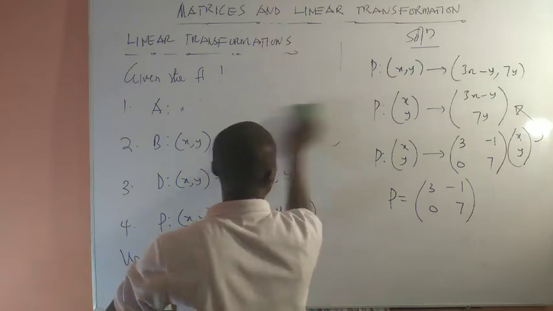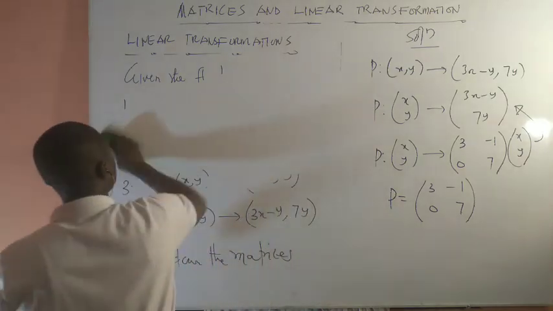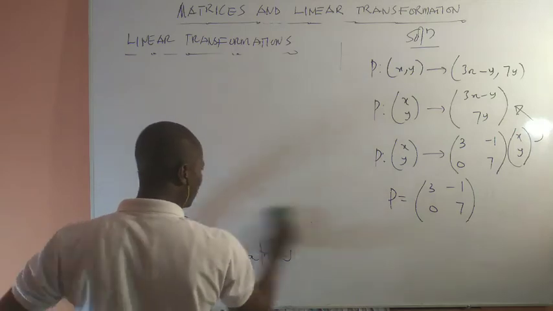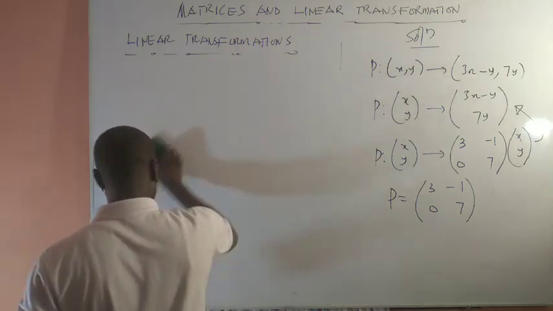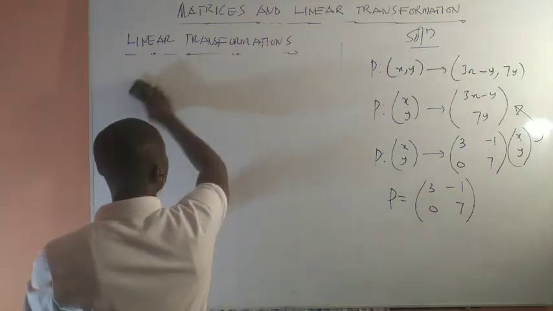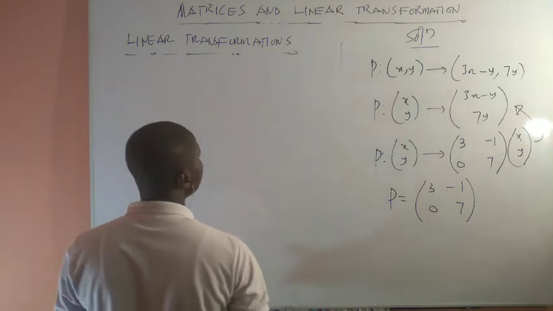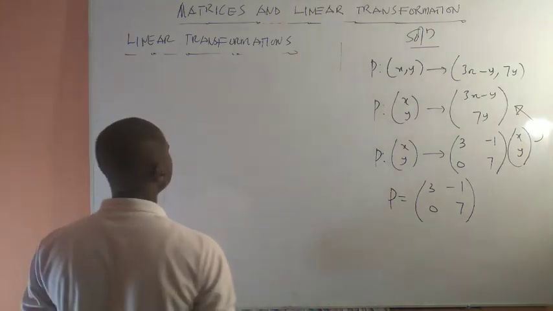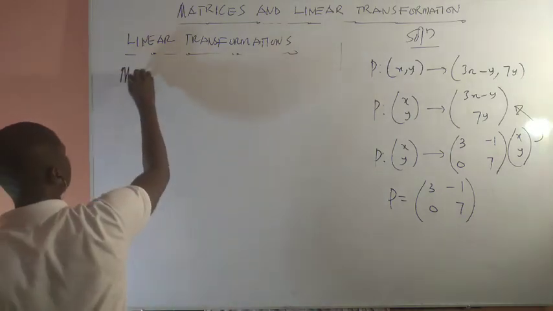Now, we are going to look at something, and I want you to take note of what I'm going to explain to you. When you have a matrix and you multiply the matrix by the point, you are getting the image. Take note of this, it's very important. It's going to help you.